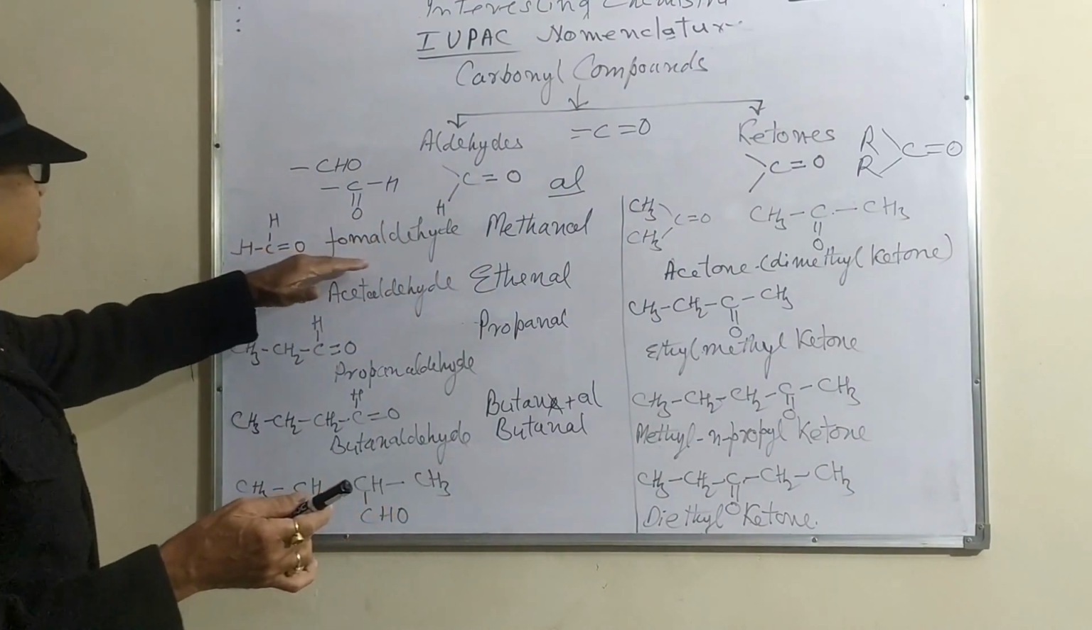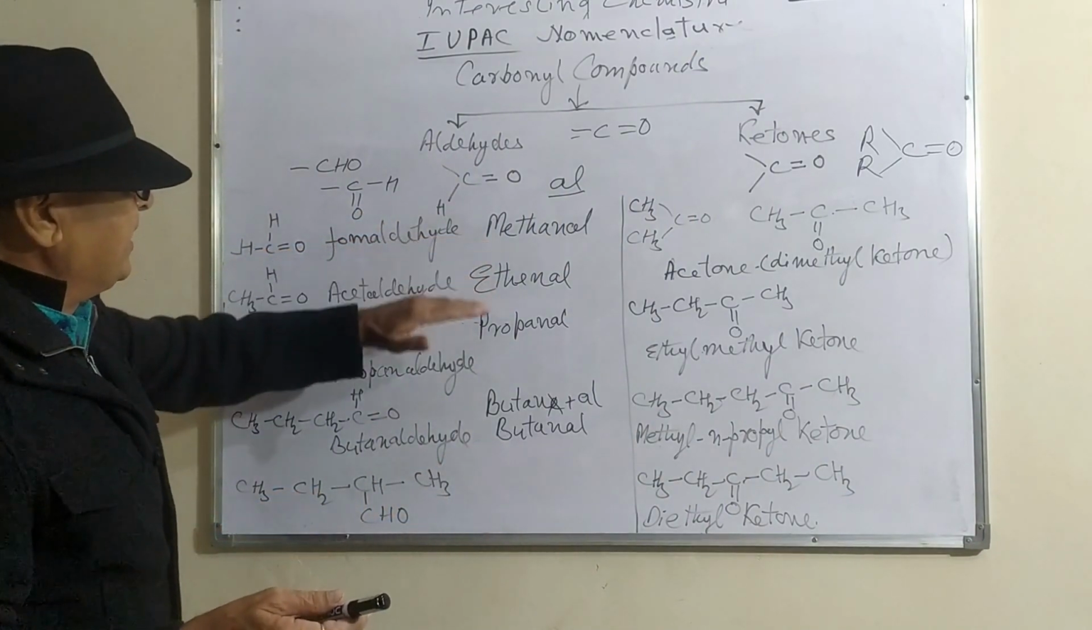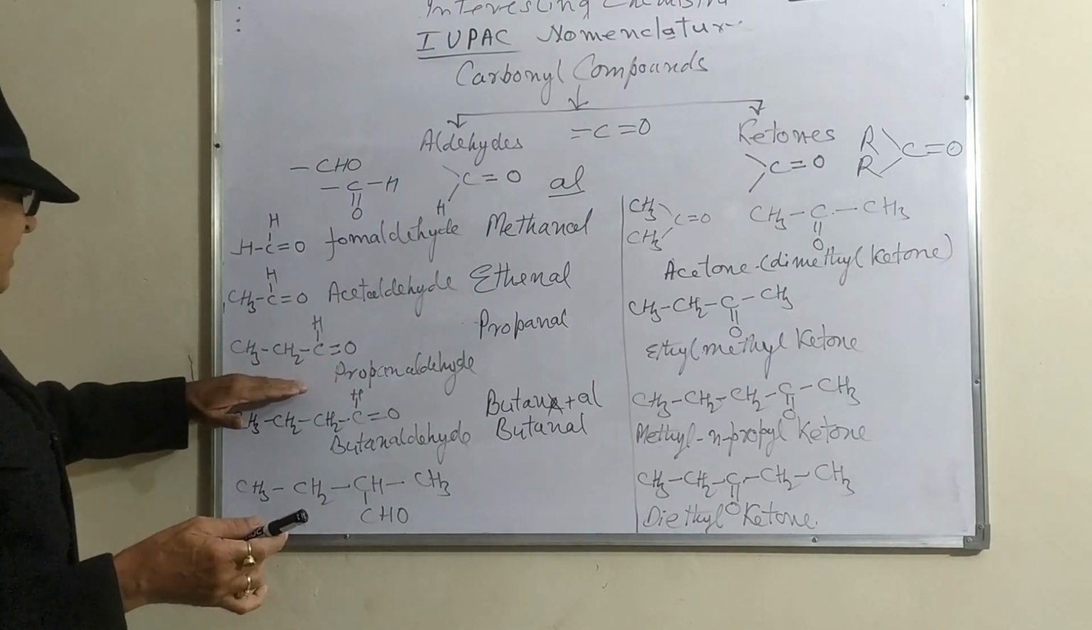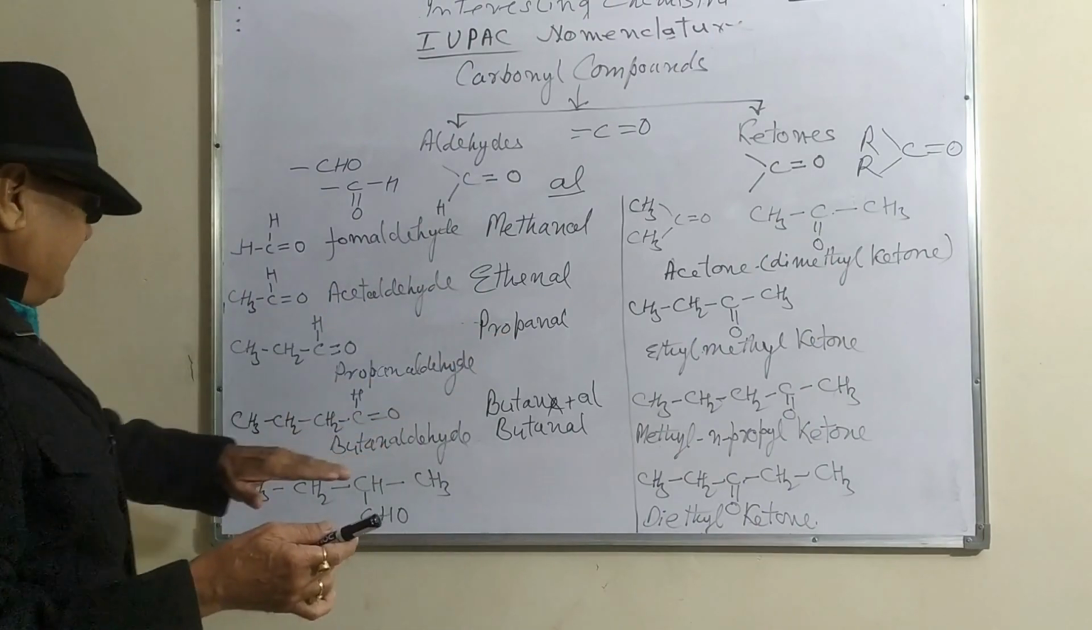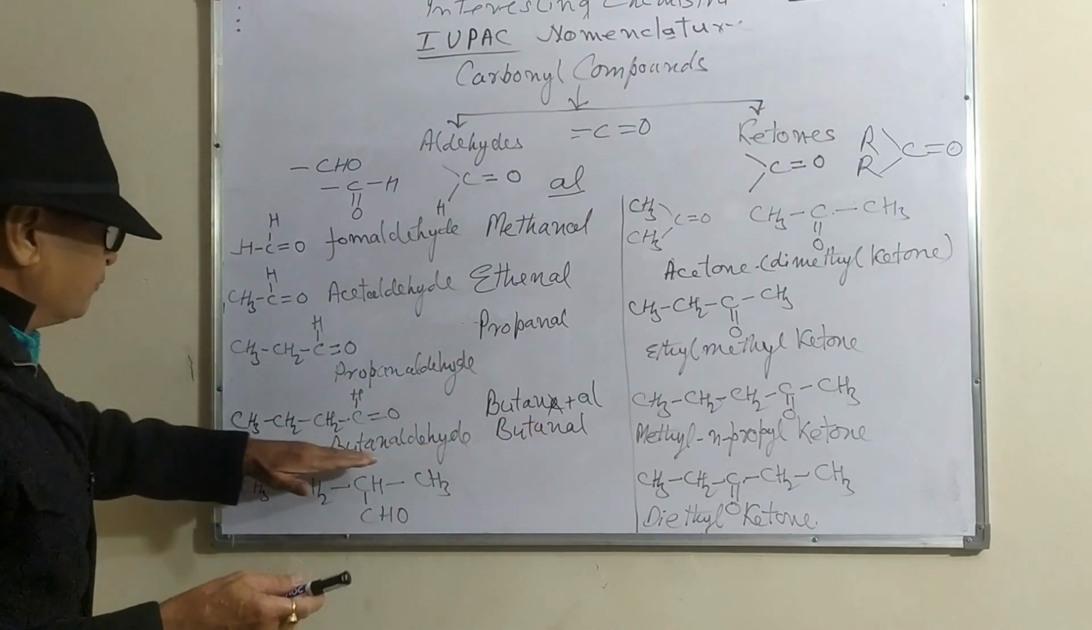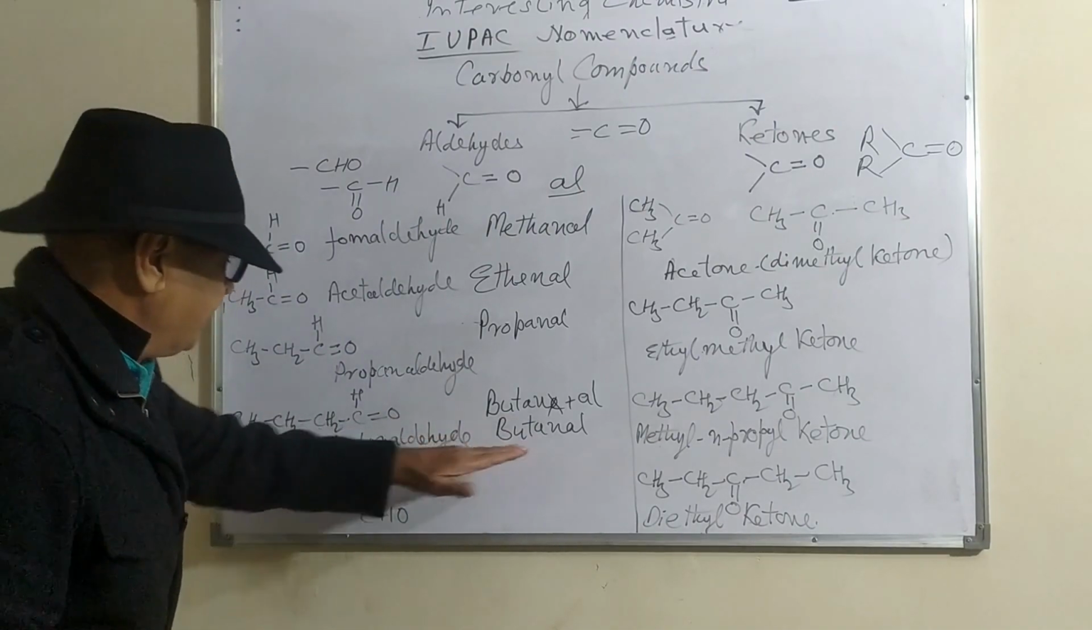So again, this is formaldehyde, methanal. It is acetaldehyde, ethanal. This is propionaldehyde, propanal, and this one is butanal. Butyraldehyde will be called butanal.